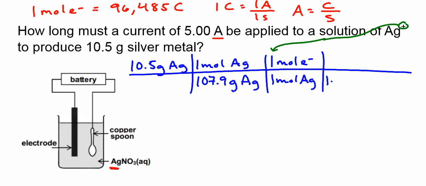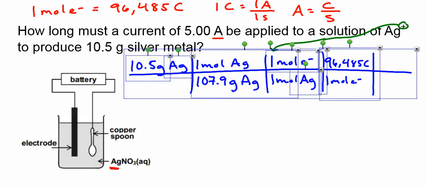Then I'm going to put the moles down here. For every 1 mole of electrons, I'm going to have 96,485 coulombs. Move all this over a little bit.